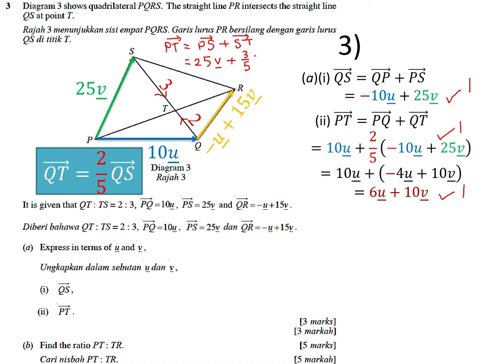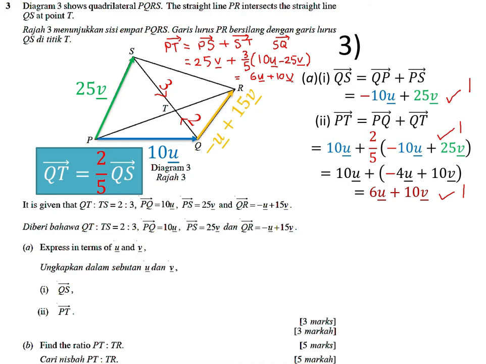But one thing here you have to understand, now we are not referring to QS. We are referring to SQ. Look at the direction here, because now we want to move down. So we have to put in positive 10U minus 25V inside. Make sure you understand this. I repeat again, we are referring to SQ, not QS. And if you calculate it, I believe you will get the same answer, which is 6U plus 10V.